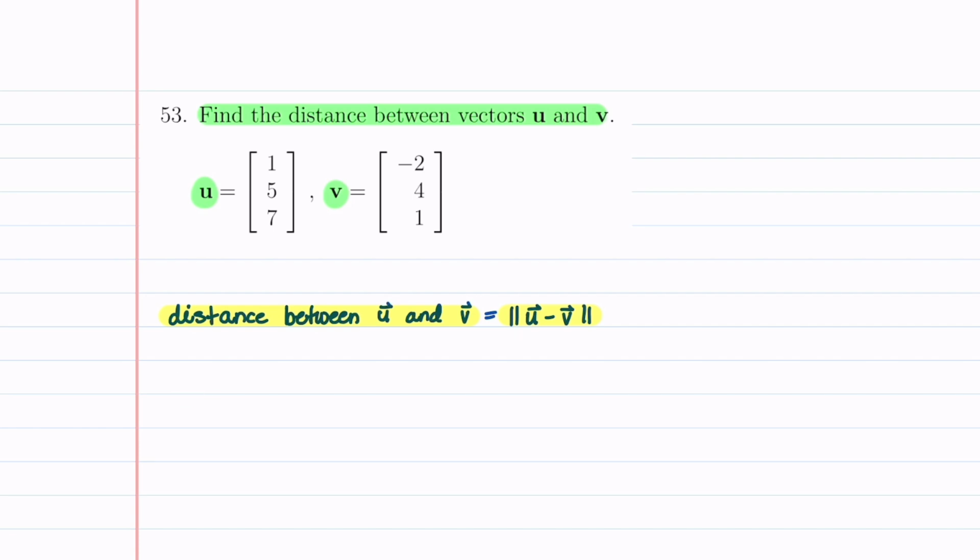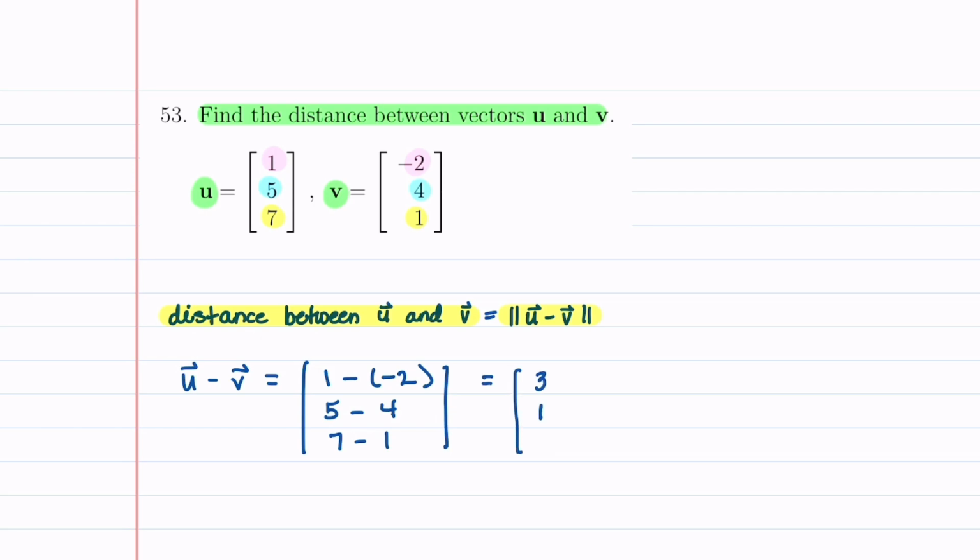Before we compute the magnitude of u minus v, let's first compute u minus v. So our vector u minus v is going to be this vector. All we're going to do is take the first component of u and subtract off the first component of v. So this is 1 minus a negative 2. And then we go ahead and subtract off our next components. And this is a 5 minus a 4. And then lastly, we're going to get a 7 minus a 1. This is going to give us the vector 3, 1, and 6.